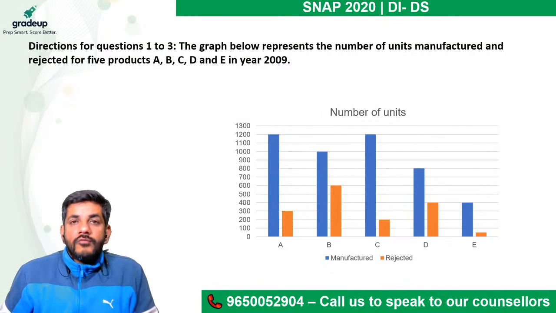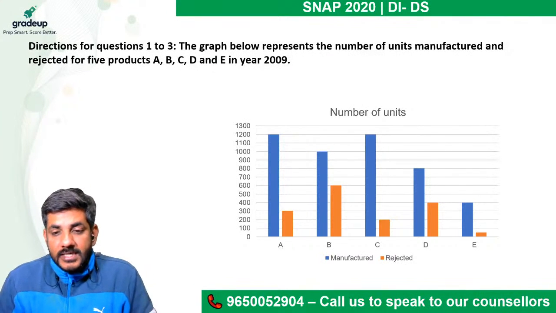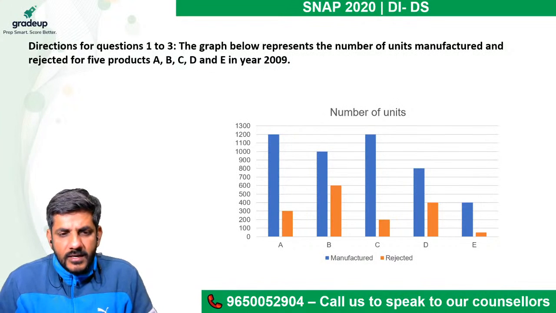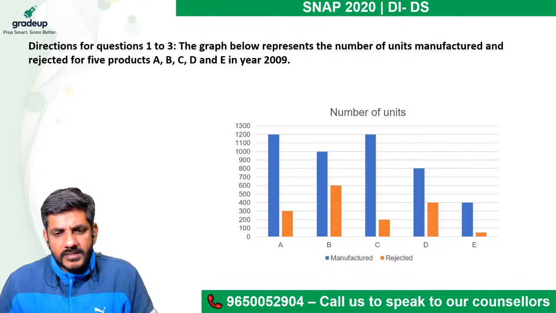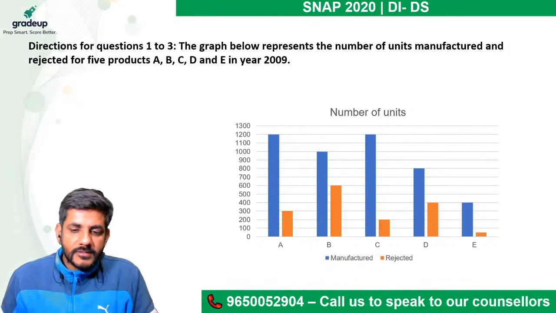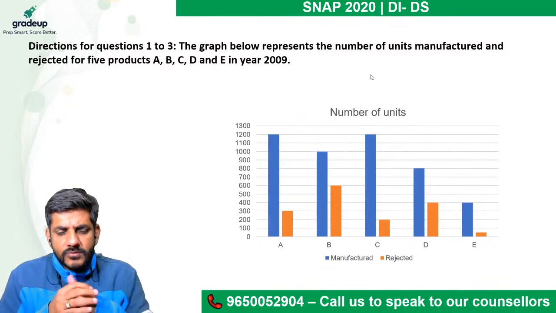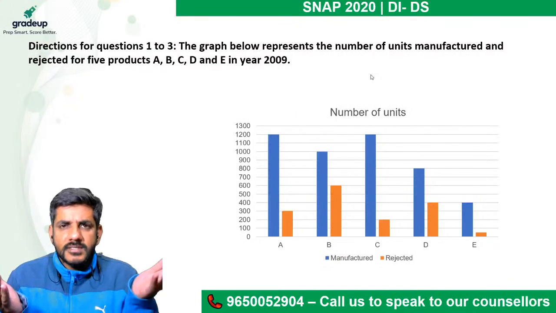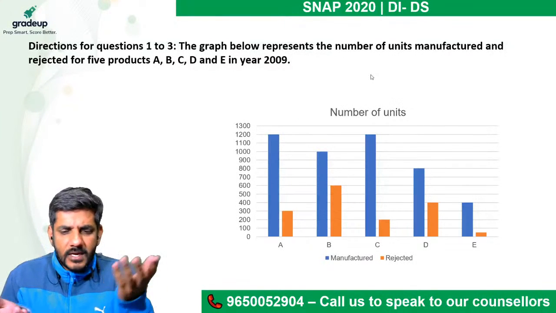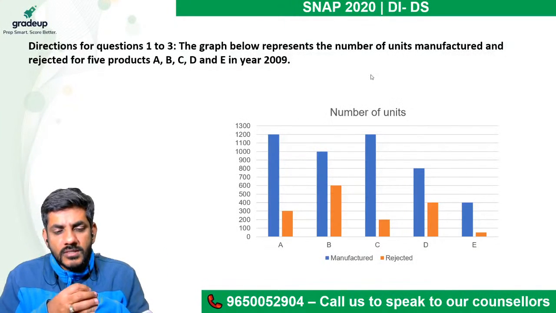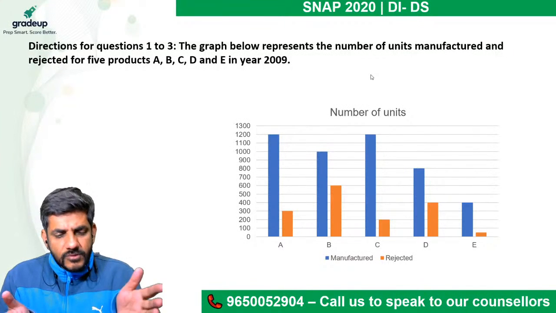Yes, I hope all of you have read this. The graph below represents the number of units manufactured and rejected for 5 products A, B, C, D, E in the year 2019. There's nothing much to be understood. You just look at the data, you'll understand that manufactured and rejected are the two things being talked about. And the graph is also very simple.